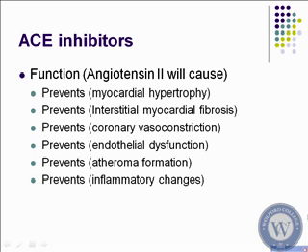ACE inhibitors, these drugs are wonderful drugs for long term. Be very careful for short term. They basically work by inhibiting the conversion of angiotensin 1 to angiotensin 2 in the lung. The angiotensin 2, of course, helps in certain ways, but it prevents myocardial hypertrophy. ACE inhibitors also prevent interstitial myocardial fibrosis. It prevents coronary vasoconstriction. It prevents endothelial dysfunction, prevents atheroma formation, and prevents inflammatory changes. So that's pretty significant for ACE inhibitor to be able to do all those things.